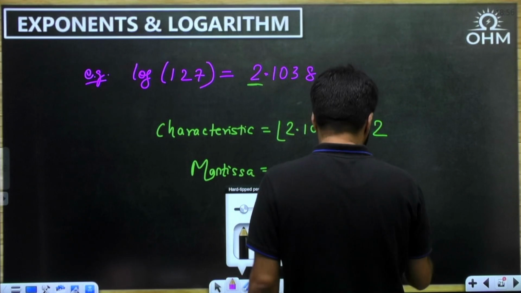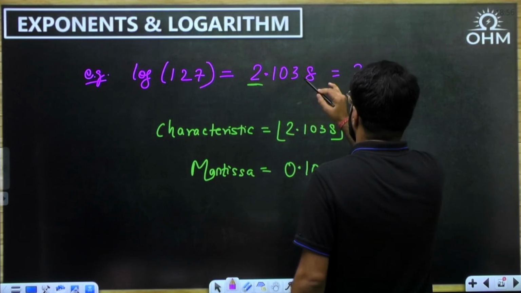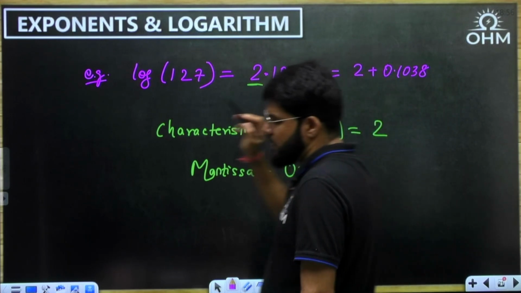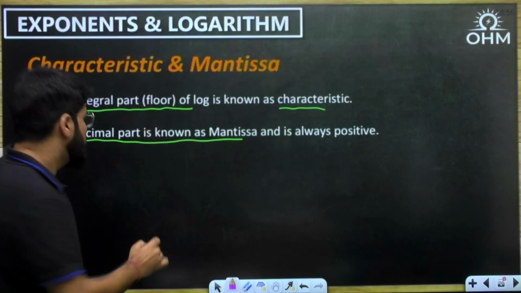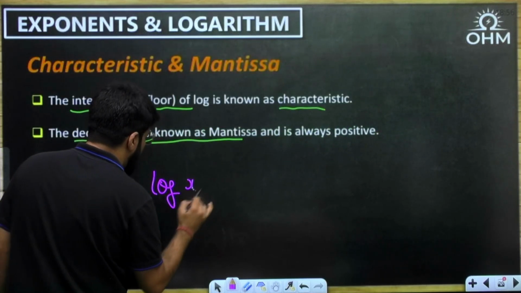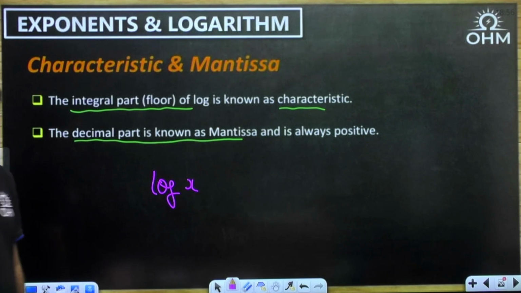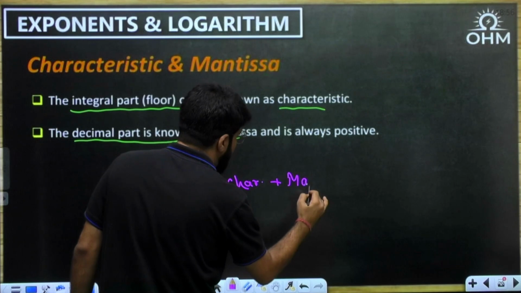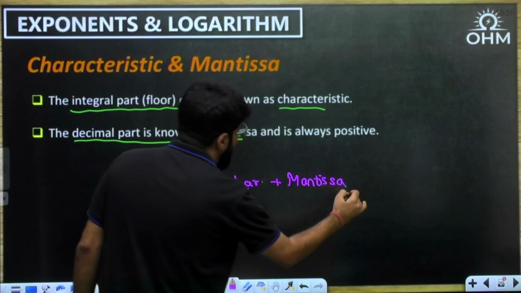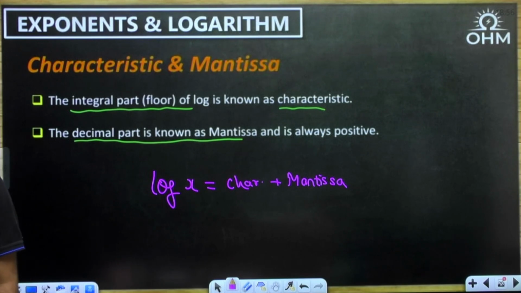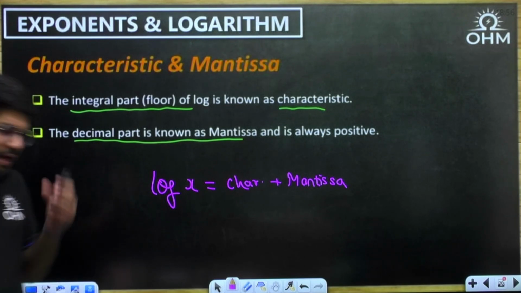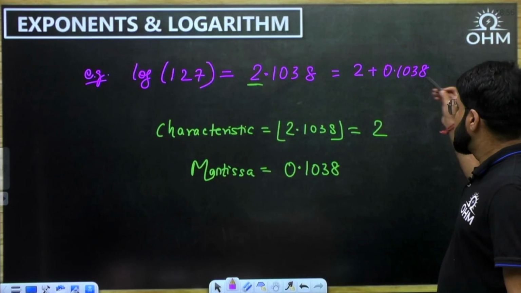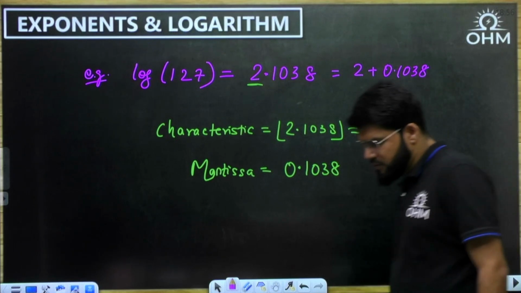That also means the number is 2 plus 0.1038. The log of any number, log of x, can always be written as its characteristic plus mantissa. So like 2 plus 0.1038: 2 is the characteristic part, 0.1038 is the mantissa part.